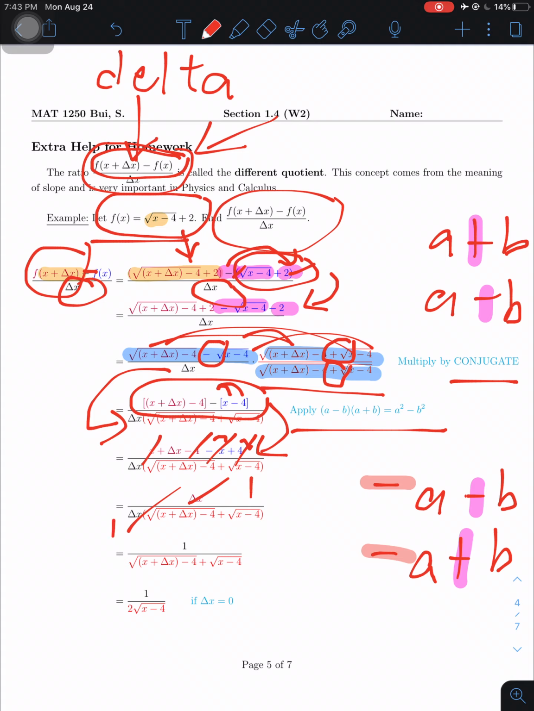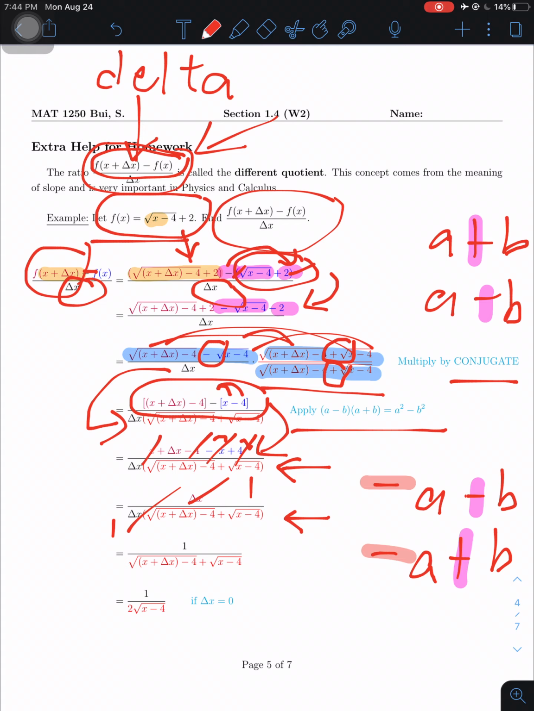Some people rewrite the whole bottom down, but as no fraction, they just write square root of x plus delta x minus 4, and then plus square root of x minus 4 just by itself. That's wrong, okay? Remember, the position of this whole term in the beginning is at the bottom of the fraction, right? So when you cancel out the delta x, it has to be at the bottom of something. It cannot stand by itself, okay? So that's another common mistake. Make sure you don't make those common mistakes during the assessment, okay?